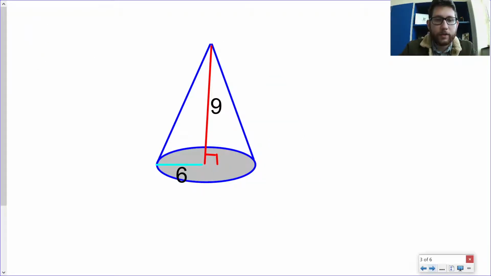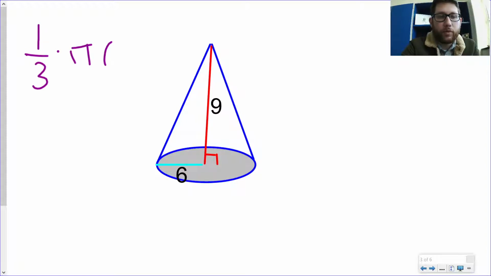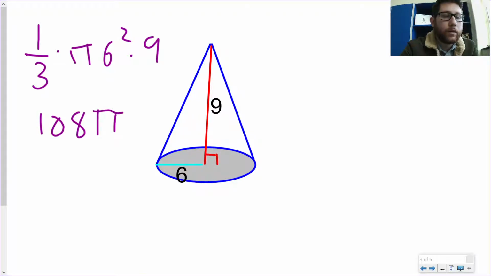All right, so let's look at this first one. Let's go ahead and find the volume of this cone. I'm going to just do 1/3 times the area of the base, pi r squared, times the height, which is, in this case, times 9. All right, so if I solve that thing out by hand, I end up with 36 times 3, which is 108 pi. All right, and there we go. There's our solution for the volume of that particular cone.